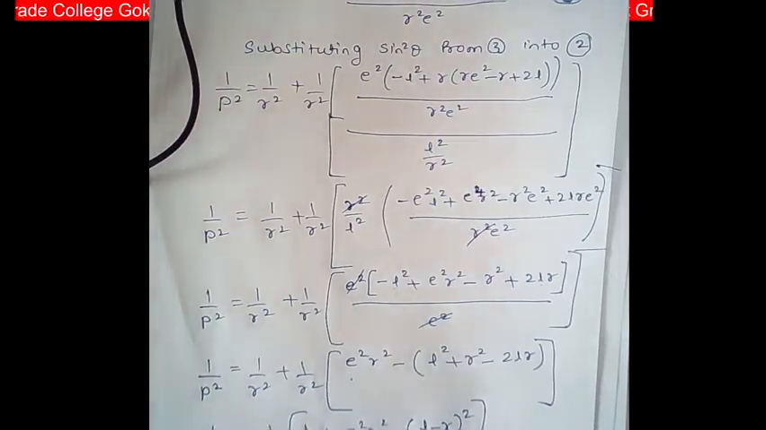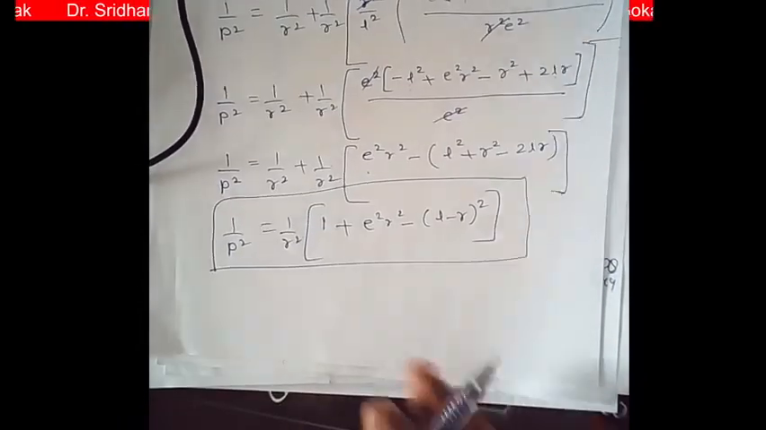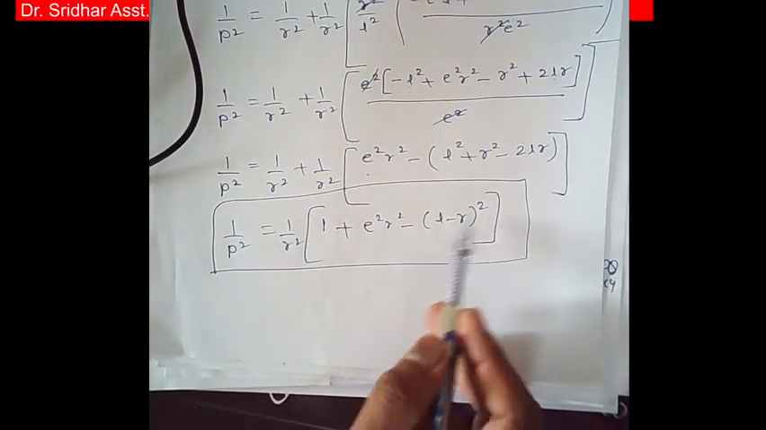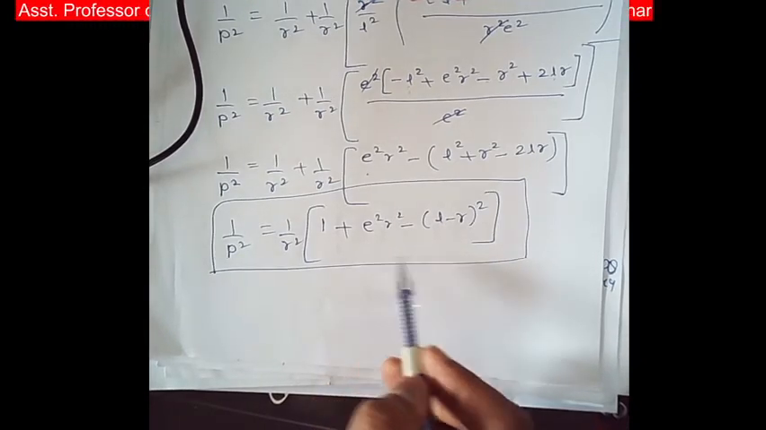So this is the solution of the Pedal equation of the given curve. This is the Pedal equation of the given curve, that is L by R is equal to 1 plus e cos theta.